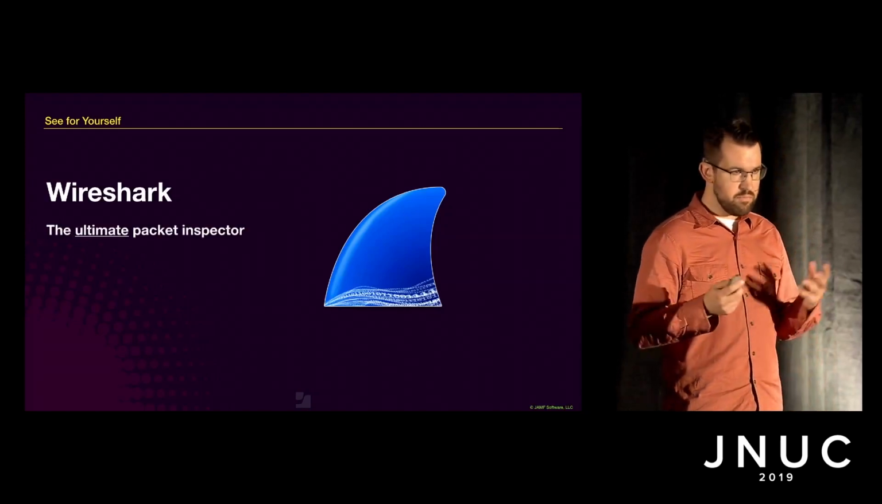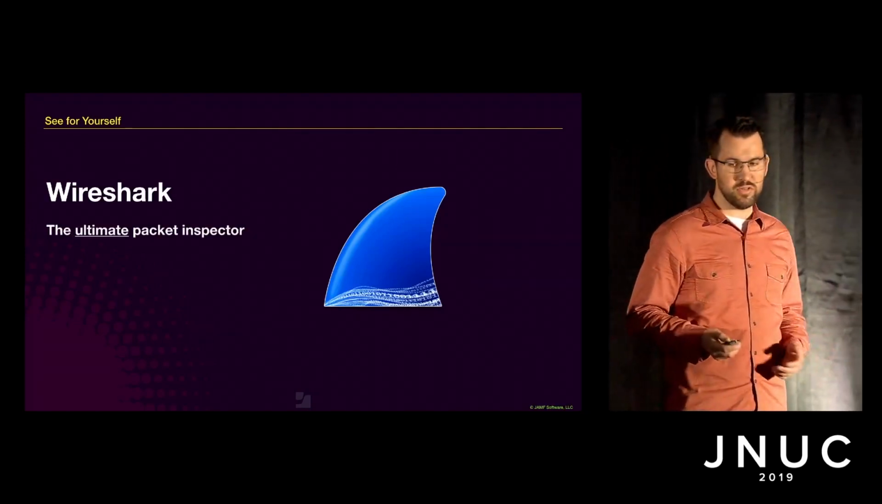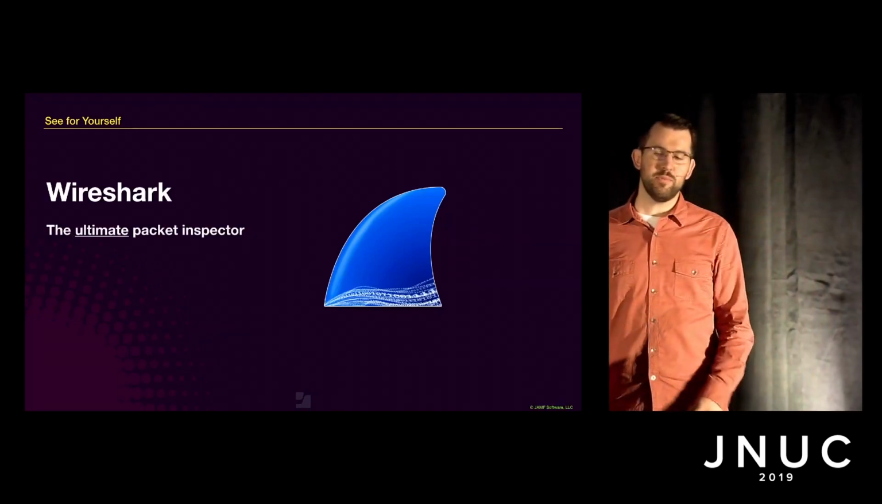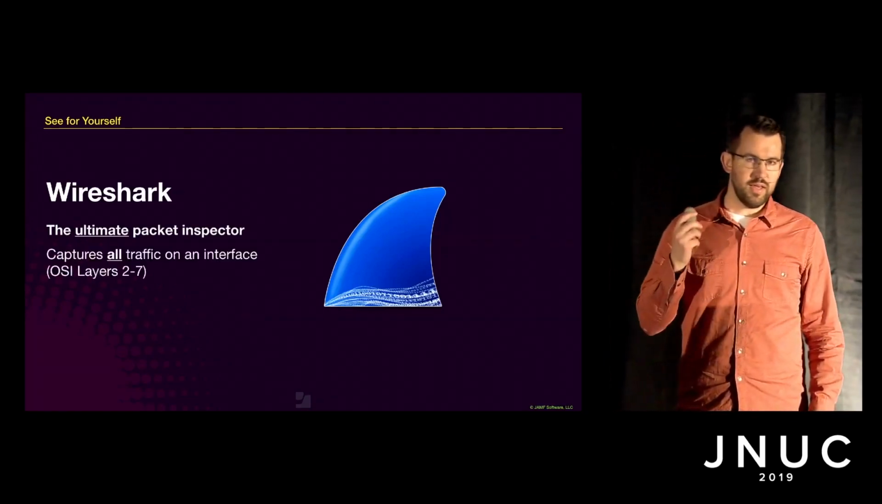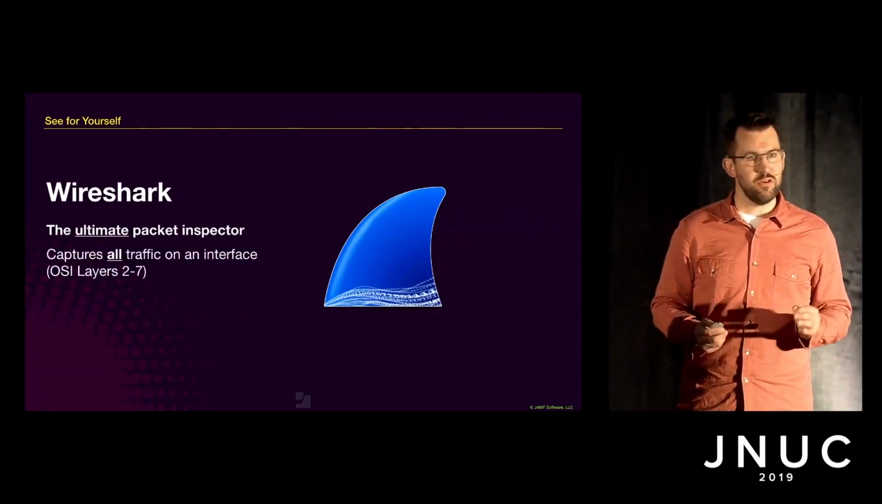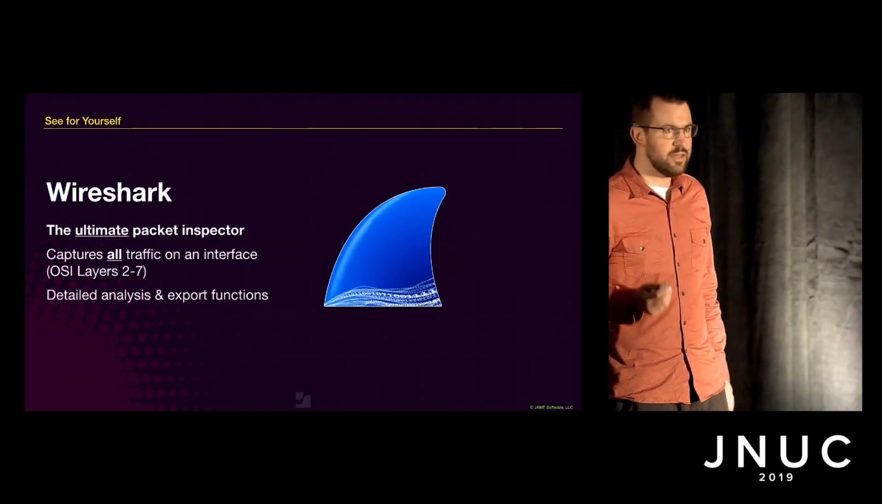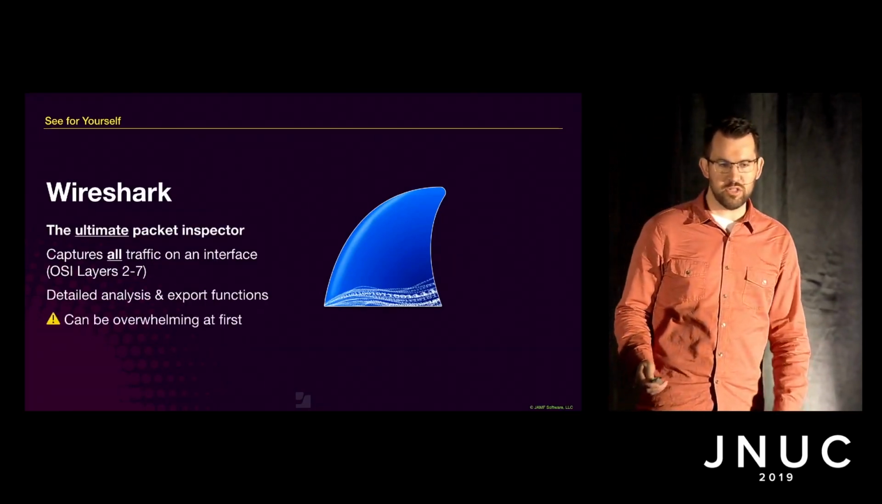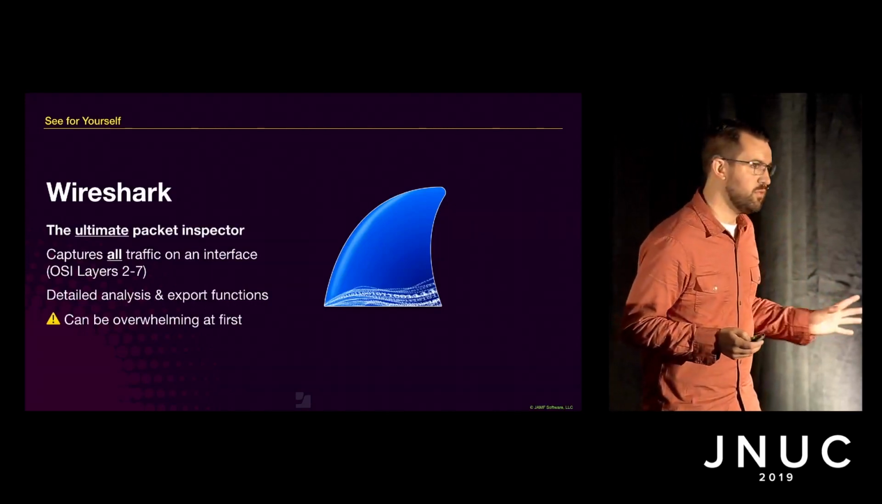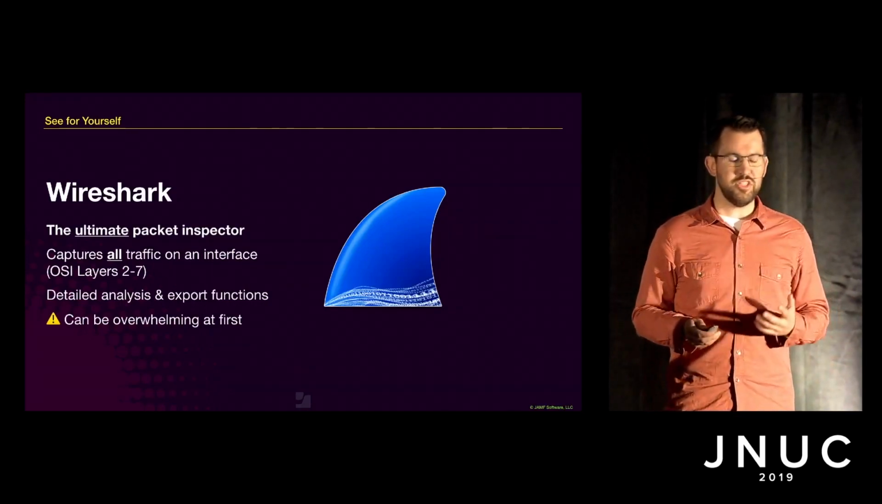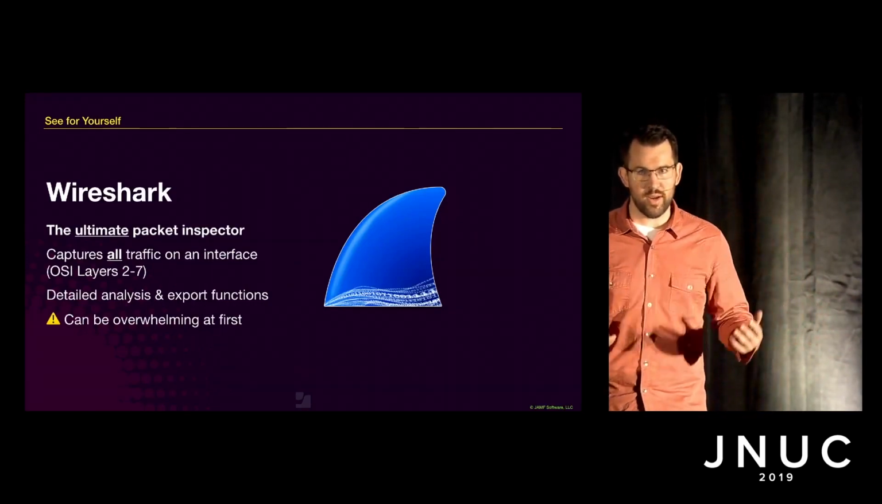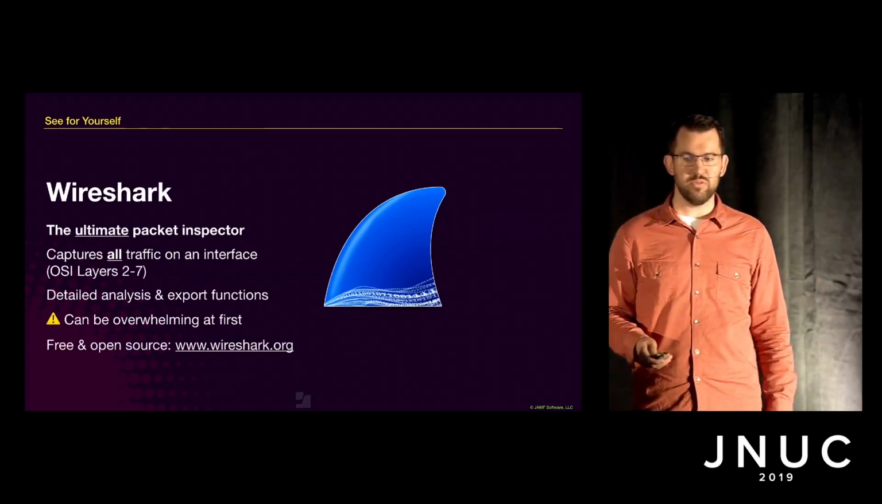Next, Wireshark. Most of you might have heard of this or have already used it. It is the ultimate packet inspector. It's been around for over 20 years. It captures all traffic on a specific interface, so layers 2 through 7, and you get detailed analysis and export functions from Wireshark. It can be a bit overwhelming at first if you've never used it, but there's a lot of cheat sheets out there and some like intro to Wireshark guides that'll help you understand how to use it effectively in your analysis.